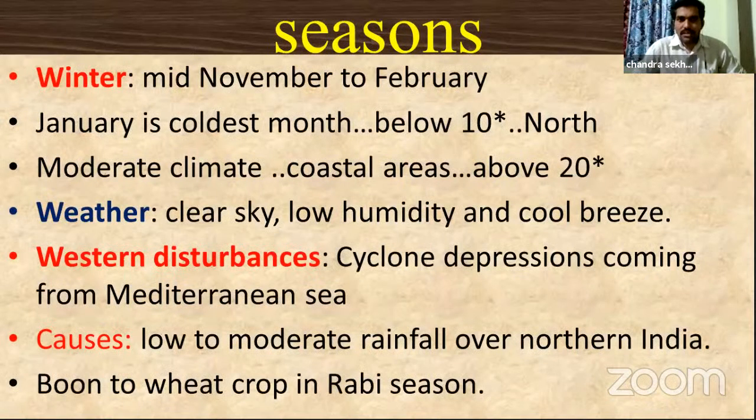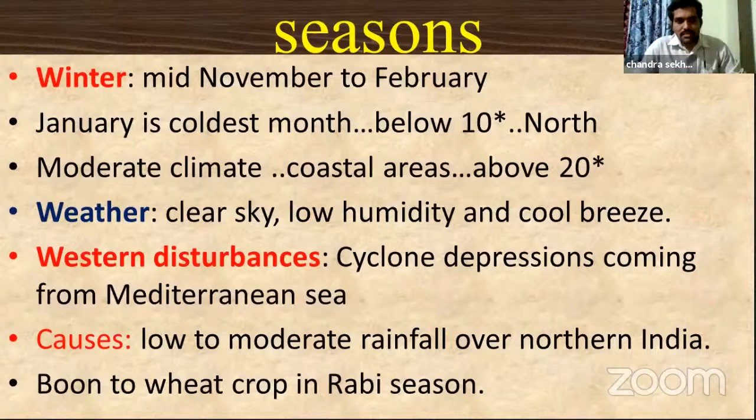Next, in our India, based on our climatic conditions, we have three seasons. In our lesson, we are going to learn about the winter season and summer season. The winter season starts from mid-November to February. January is the coldest month in the winter season. In January, temperatures are recorded below 10 degrees in northern India particularly, because northern India is very far from the equator, so temperatures are very low compared to southern India.